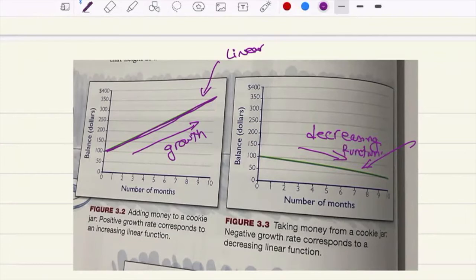An example of a decreasing function. Can you come up with an example of a decreasing function other than the one that we show right here? Let's go back to the cookie jar. Well, in the cookie jar, we started off with $100, and every month, well, actually it's right here, taking money away from the cookie jar. Every month I take out $5. This is a decreasing function. Adding money to the cookie jar is an increasing function.